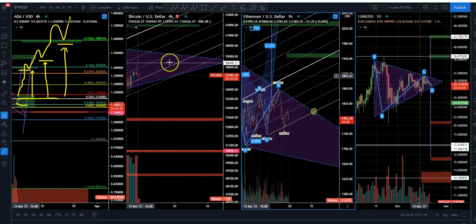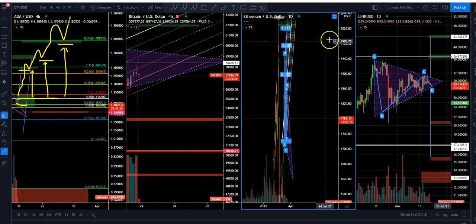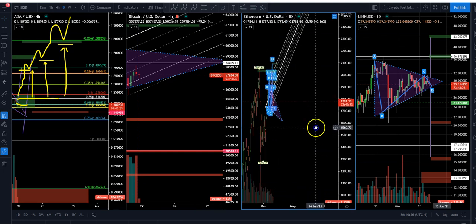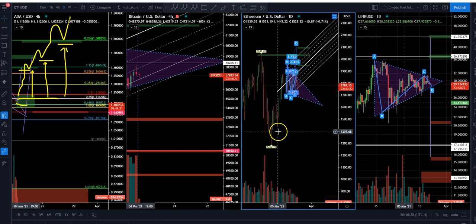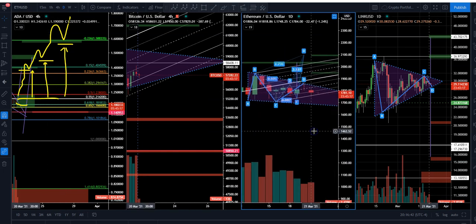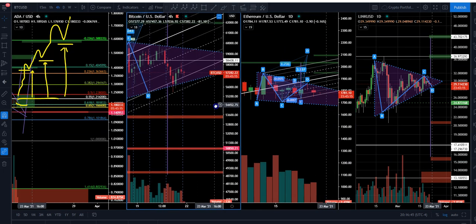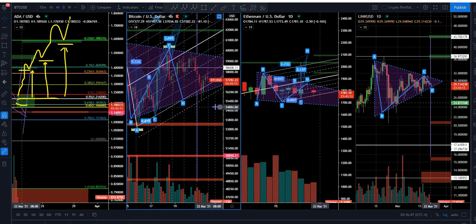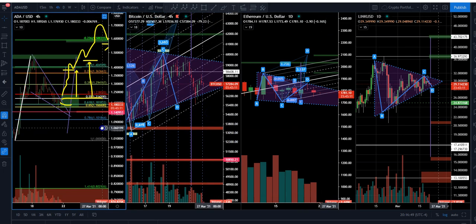So that's where we stand with things. Let's just scale out some of this stuff. It's a little too far. All right, so we got the chart set. Wait for the breakouts on these traps and take the trade.